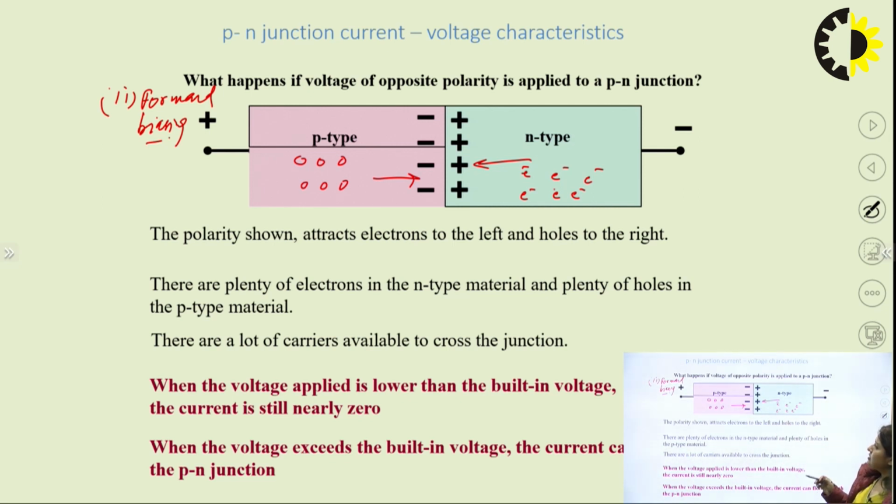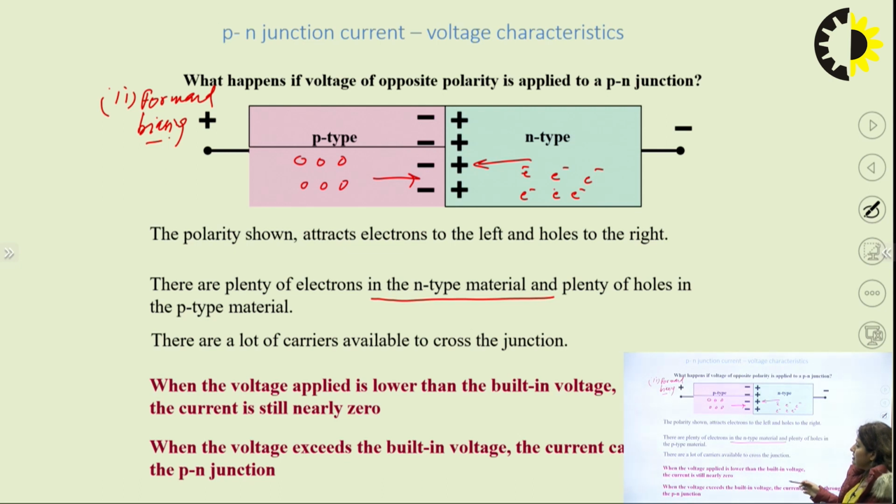When they cross, they will provide some current, forming a loop. As per the polarity shown, this will attract electrons to the left and holes to the right. There are plenty of electrons in the n type material and plenty of holes in the p type material. So when the holes of the p type move towards the n type, they interact with the electrons, and they will cross the junction.